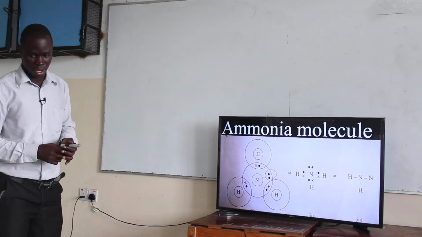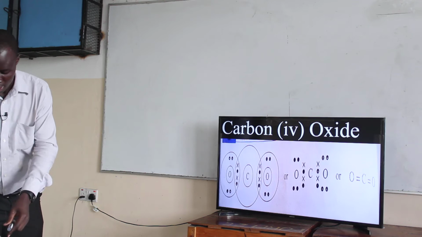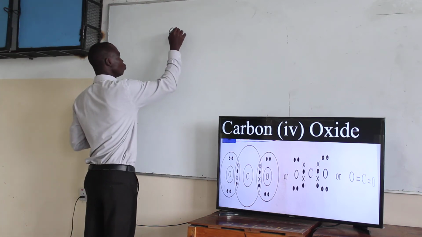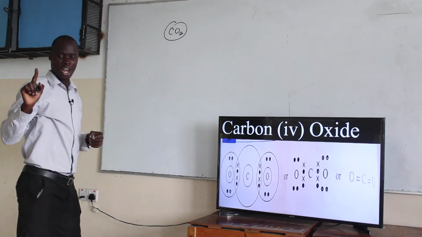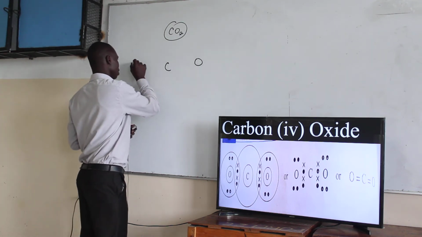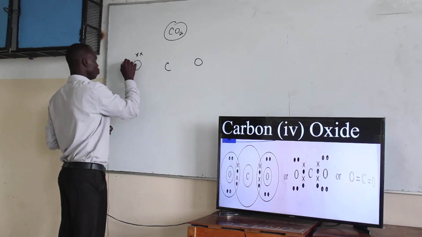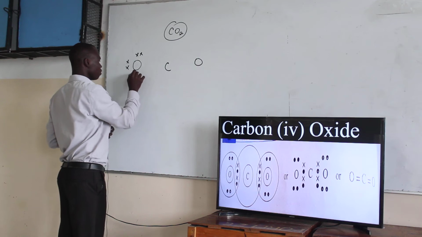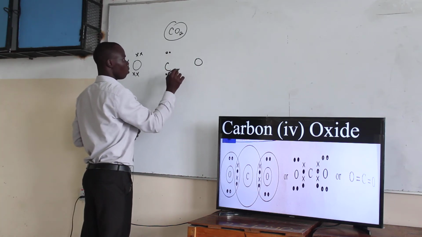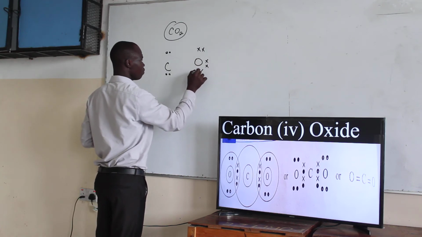Let's see, we have another example. Yes, carbon(IV) oxide. Carbon(IV) oxide is written as CO2. That means we have 1 carbon and 2 oxygen. Oxygen has got 1, 2, 3, 4, 5, 6. Carbon has got 1, 2, 3, 4. Then this oxygen has 1, 2, 3, 4, 5, 6.